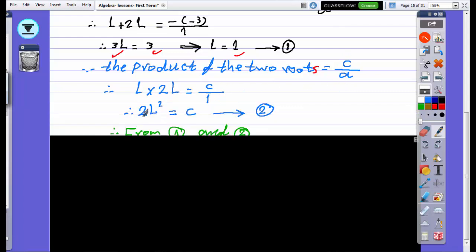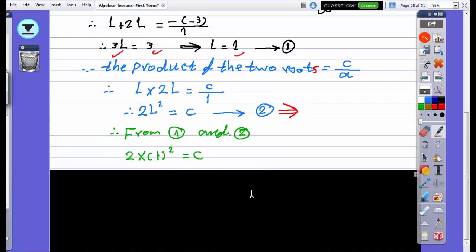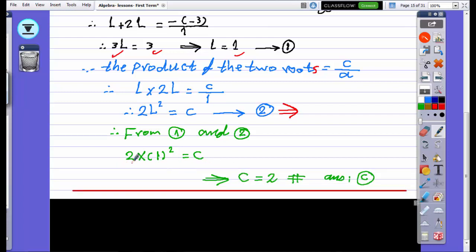L multiplied by 2L equals 2L squared equals c. And this is equation 2. But L equals 1. So 2 multiplied by 1 squared equals c. It means c equals 2 multiplied by 1 equals 2.